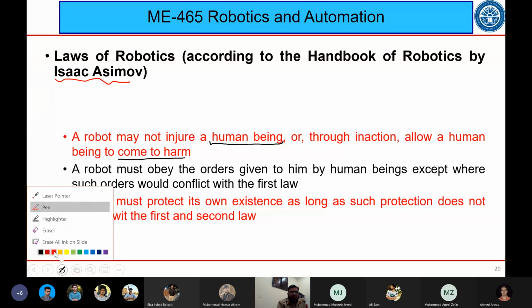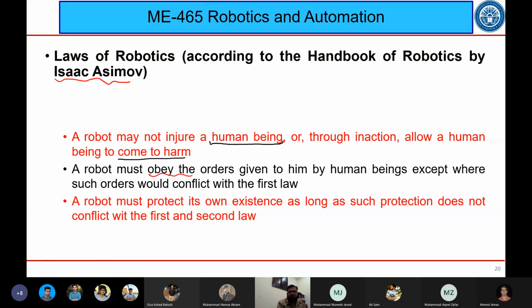उसके बाद second law क्या है? A robot must obey orders given to it by human beings, except where such orders would conflict with the first law. So it means that if I order a robot to injure somebody else who's a human being, so the robot should not obey my orders. So ये second law आ गया.